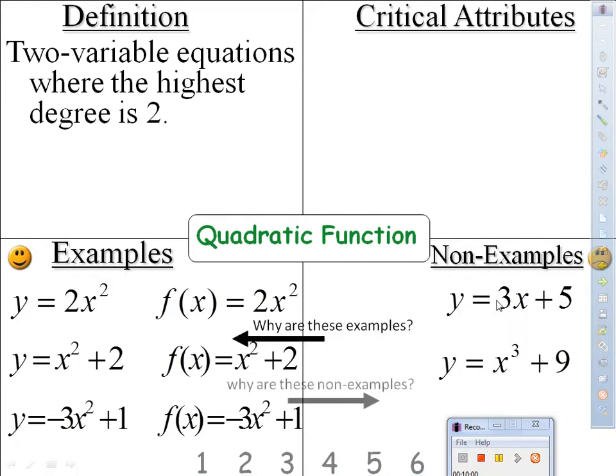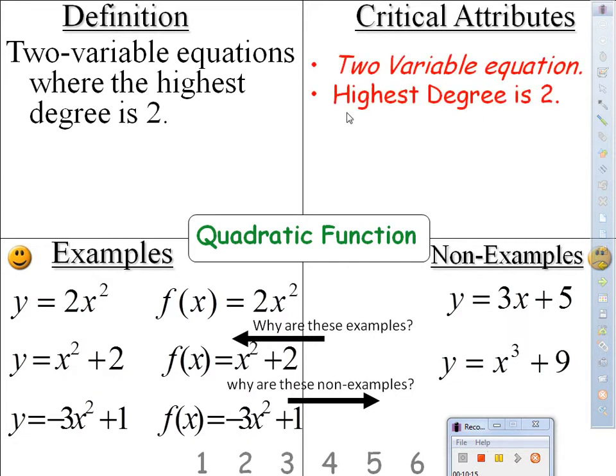So, talk it over with your neighbor. Why are these non-examples? I heard that because all these have exponents of 2, and this one is a 3, and this one is a 1. So the most important thing to remember is that they are 2 variables, and the highest degree is 2. Copy that, please.